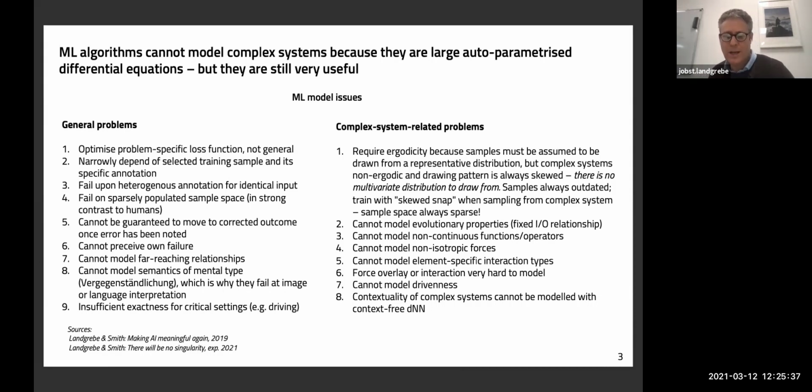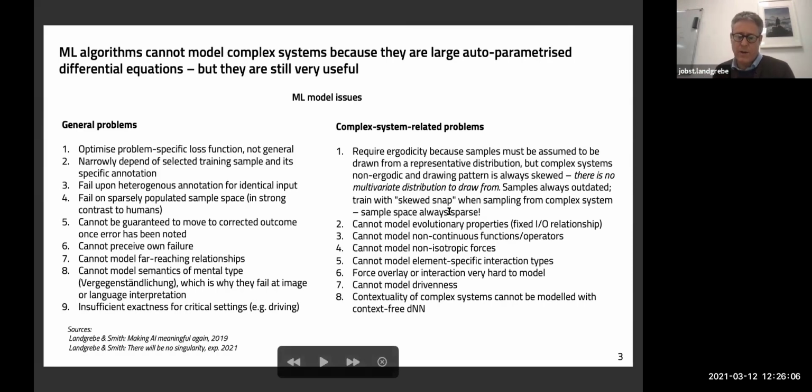The samples are always outdated. So you are training your machine with a skewed snapshot when you sample from a complex system, and the sample space is always sparse. That's really tough to imagine or tough to accept, but that's the case because the system is changing so dynamically and it's so non-ergodic that it's impossible to draw an adequate sample. But if you can't draw an adequate sample, you can't train, of course, because training relies on sampling adequacy.